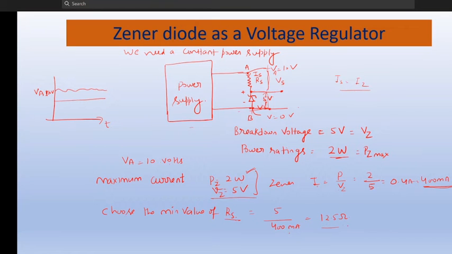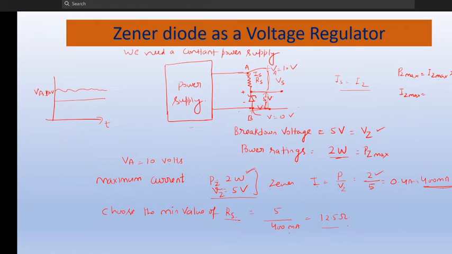Breakdown voltage Vz is given as 5 volt, and the power rating Pz max is given as 2 watt. Because Vz is fixed, Pz max is Iz max into Vz. Vz is constant, given as 5 volt, so you can determine the value of Iz max. Because 2 watt divided by 5 volt is 0.4 ampere, 400 milliamperes.